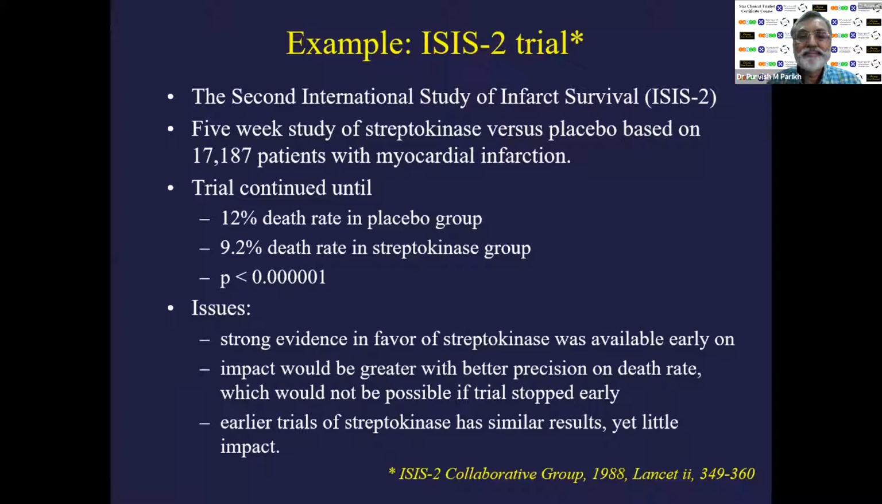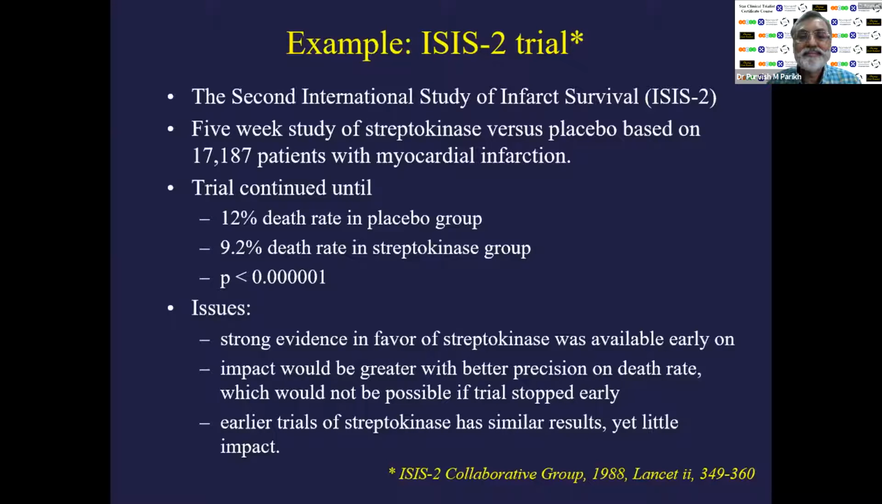This is an example of one study where an interim analysis could have been done. This is the study of streptokinase in patients with myocardial infarction. The final trial with 17,000 patients showed a highly statistically significant benefit of streptokinase with a 2.8% improvement in death rate. Now, in this study, streptokinase had shown a trend towards betterment early on in the trial, but the trialists decided to continue to accrue into the study.